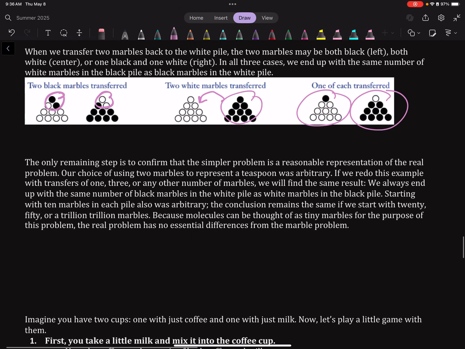The only remaining step is to confirm that the simpler problem is a reasonable representation of the real problem. Our choice of using 2 marbles to represent a teaspoon was arbitrary. If we redo this example with transfer 1, 3, or any other number of marbles, we will find the same result. We will always end up with the same number of black marbles in the white pile as white marbles in the black pile. Starting with 10 marbles in each pile also was arbitrary, meaning it doesn't matter. The conclusion remains the same if we start with 20, 50, or trillion marbles. Because molecules can be thought of as tiny marbles for the purpose of this problem, the real problem has no essential difference from the marble problem.